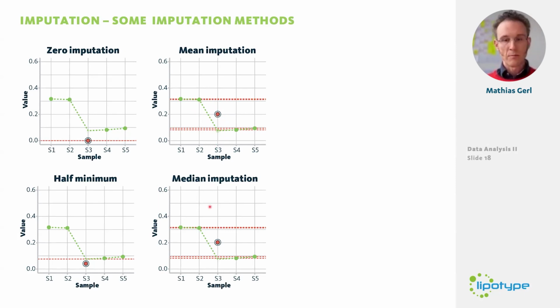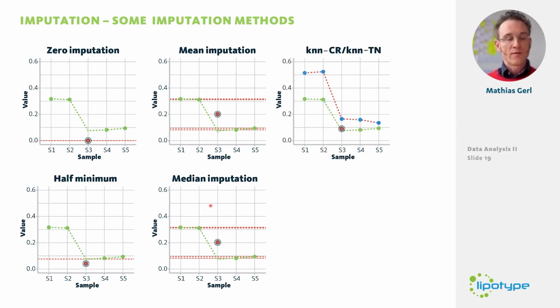Median is just a little bit more stable against outliers, but basically the same thing. Then there is a set of models that we recently got fond of, which is k-nearest neighbor methods that are either based on correlation or even truncated distributions. And what does that mean?